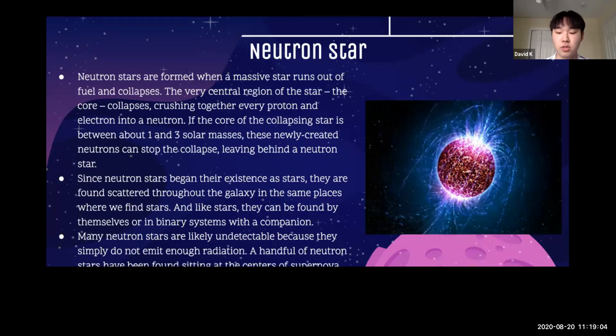So usually neutron stars will be in pairs, and it can rotate and turn into a gamma ray, or it can just be alone. And so these are likely undetectable because they simply do not emit enough radiation for our technology to identify in space. And a handful of neutron stars actually have been found sitting at the centers of supernovas, quietly emitting X-rays.